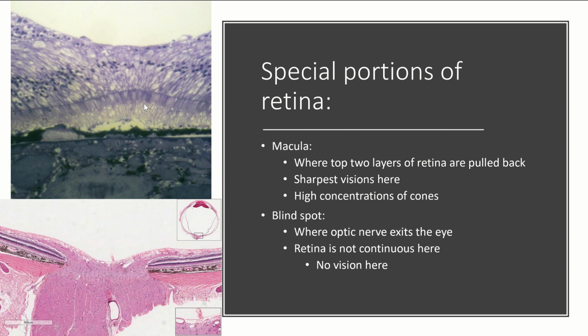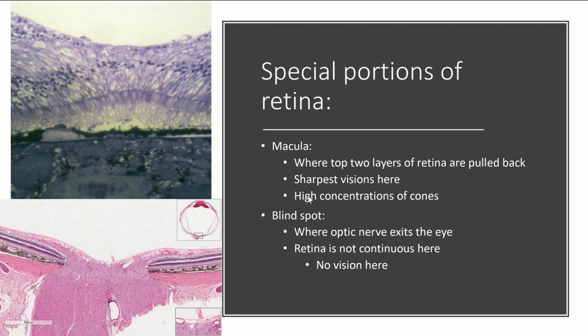Okay, and a fun fact, hawks and birds of prey and stuff like that actually have multiple maculas. So they have multiple areas where they have really sharp vision. That's why they can see really detailed from really far away, unlike us. We only have one per eye.